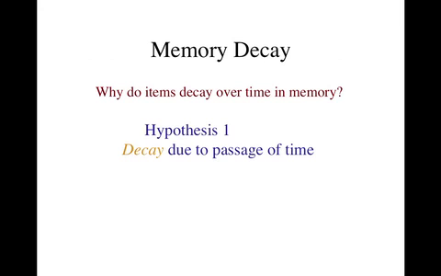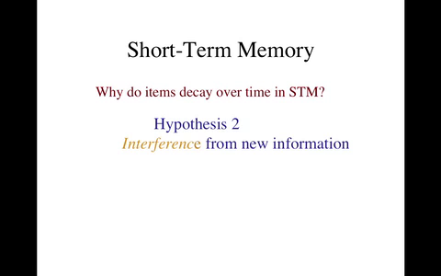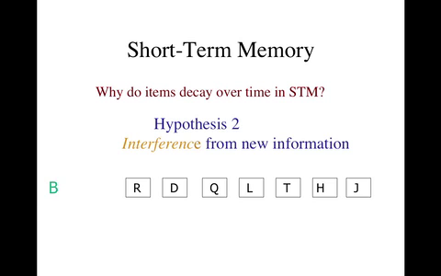So, what is this decay? Why do things decay in memory? You could ask this about any memory system, whether sensory memory, short-term memory, or long-term memory. There are two possible reasons why things could decay. It could be just due to the passage of time. As we said, ultimately memory depends on states of the nervous system, and the nervous system is very dynamic, changing over time, so maybe information just gets lost for that reason. The second hypothesis is interference from new information. If you have information in short-term memory, new information comes in, it can knock out older information.